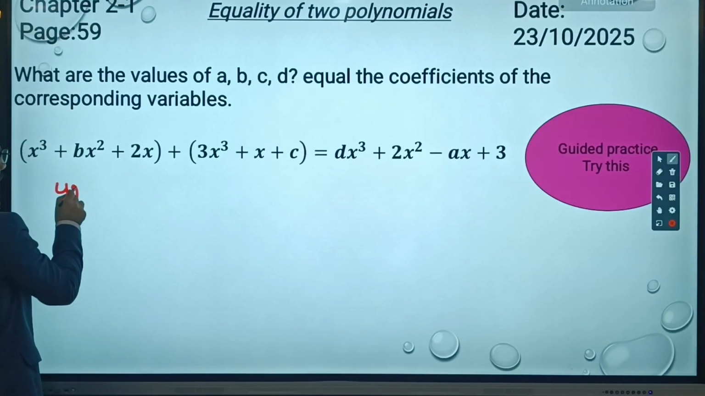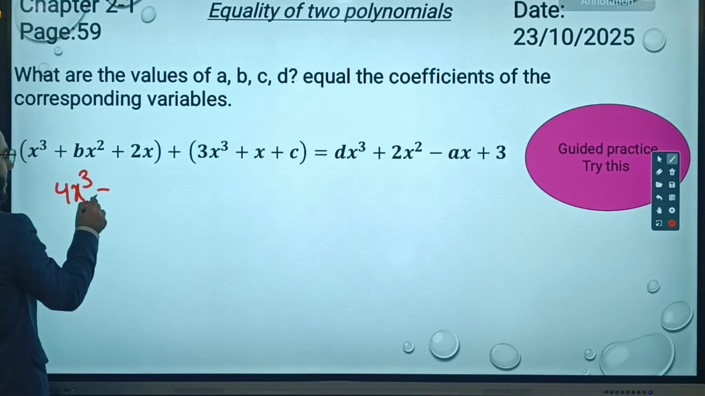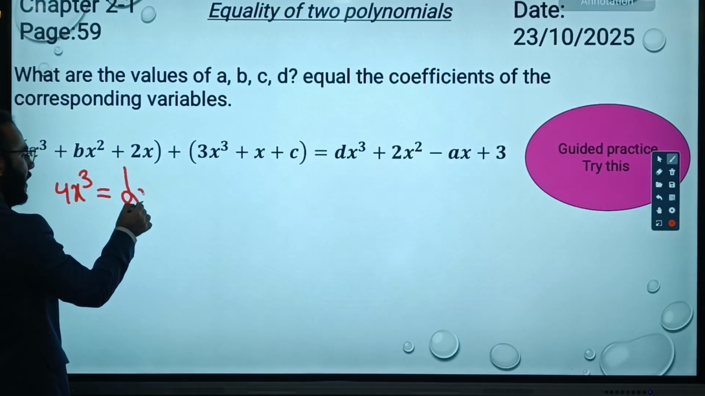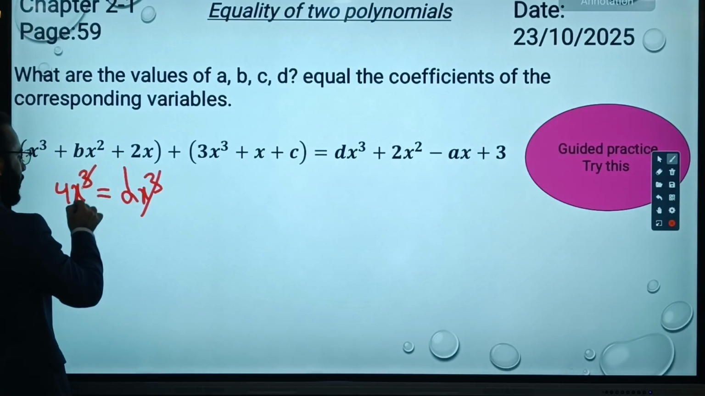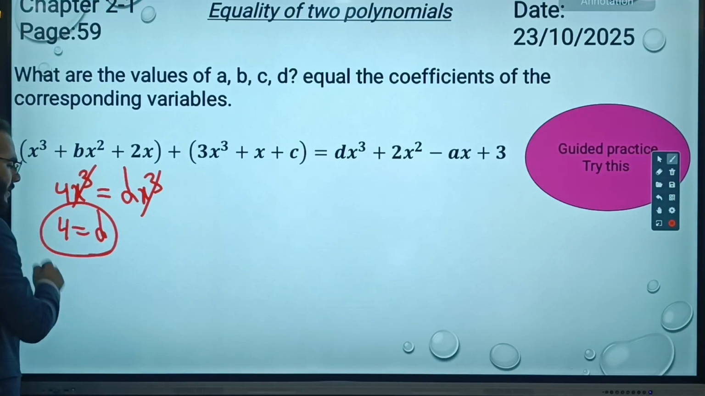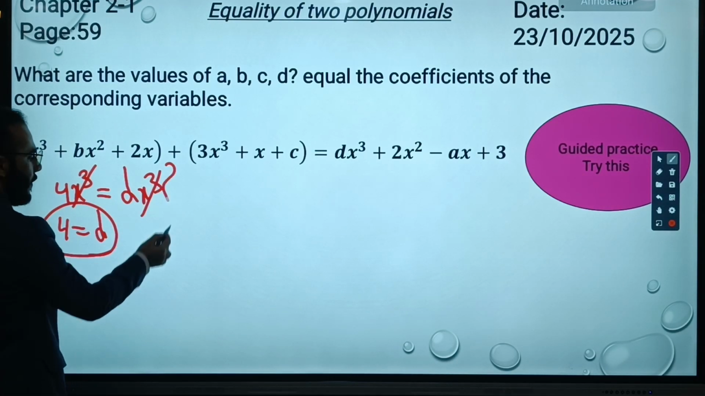Together, that's going to become 4x cubed, from the left side. And from the right side, what do we have? dx cubed. So x cubes are going to kill each other. And finally, d equals 4. That is d, simply. Okay?